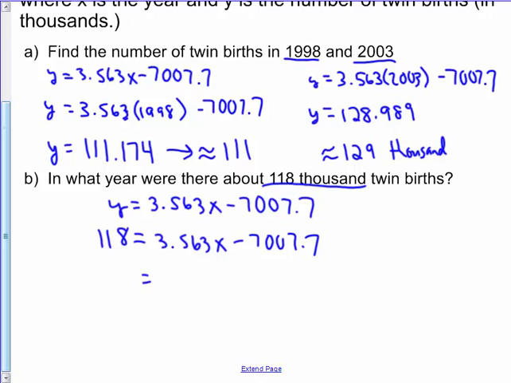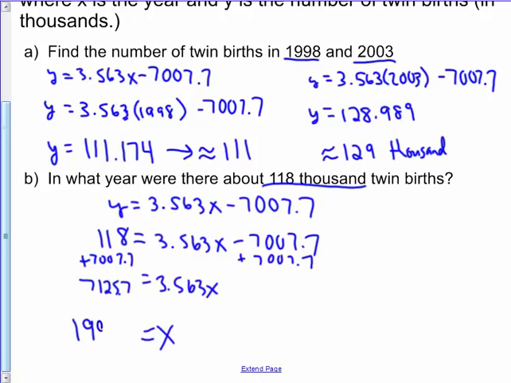I'm going to go through it. I'm going to add 7,007.7 to both sides. I'm then going to divide by 3.563. So I get x is 1999.9. So what could we say? Well, .9 is still in the year 1999. So we could say 1999, or you could say 2000. We'll take a look at the graph in a little bit and see which would be a better approximation here.